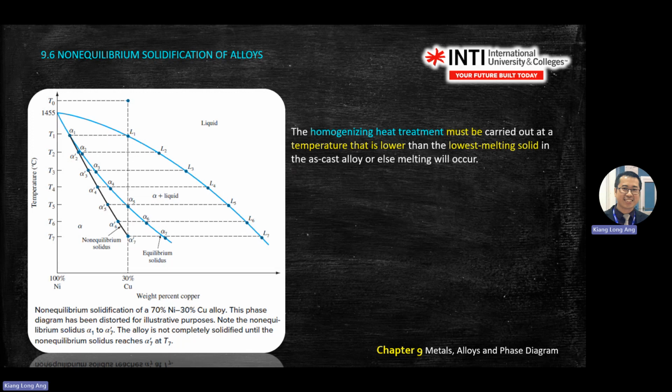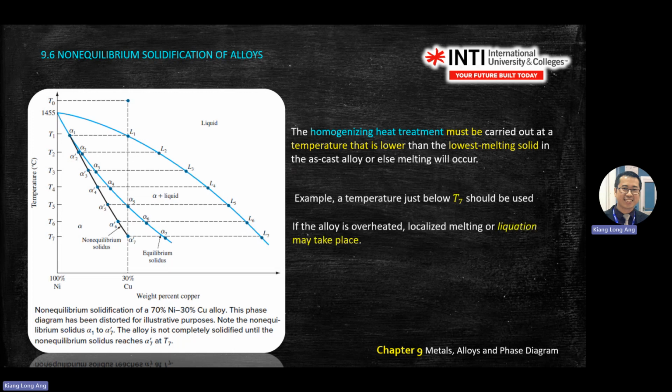Okay. So what you do, you increase the temperature a little bit, to a temperature that is lower than the lowest melting temperature of the casting. So you go a little bit below there. For example, a temperature below T7. Let me see. Okay, so this is the textbook. You choose T7, here, below T7.